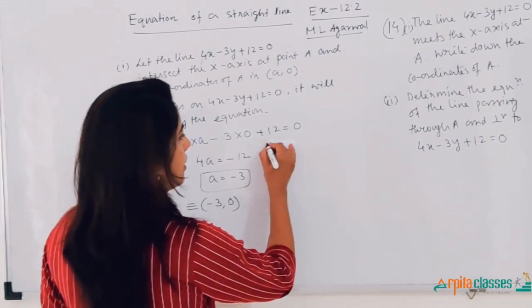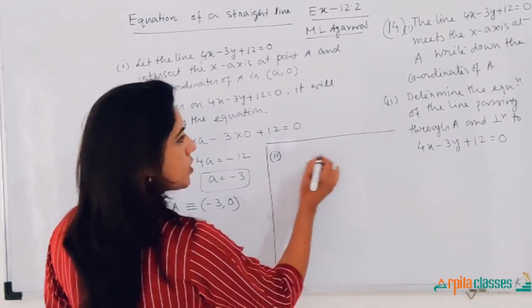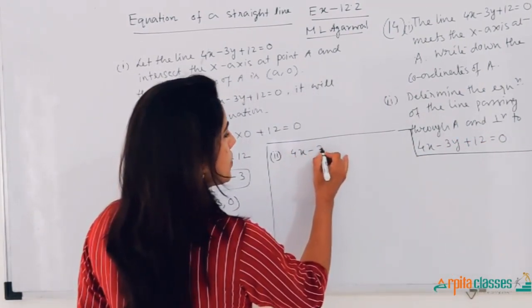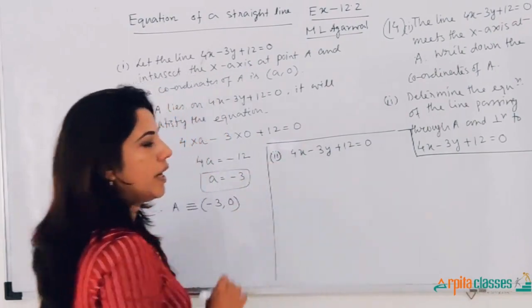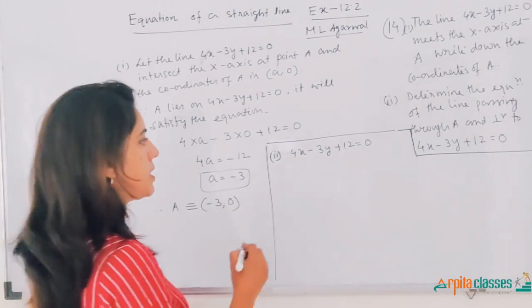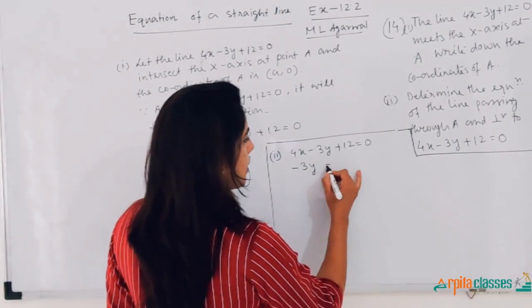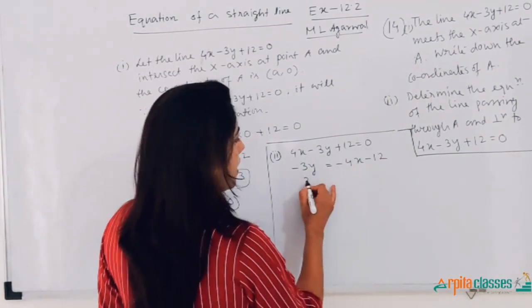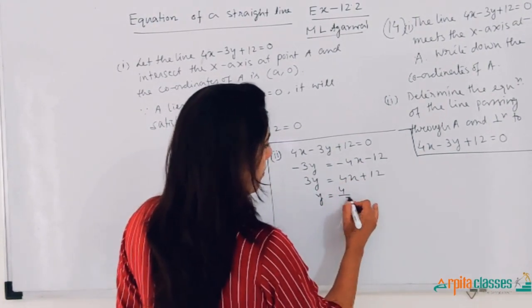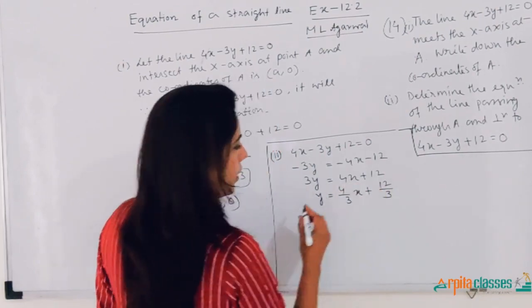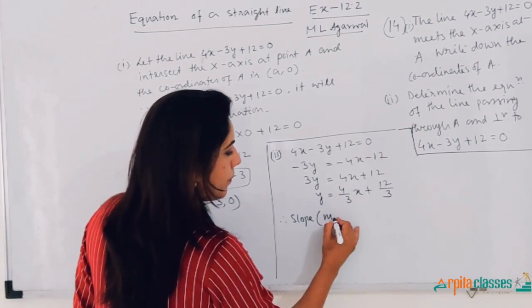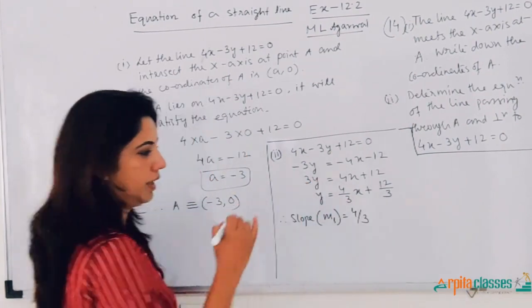I am doing it here. Second part, first we will take this line, that is 4x minus 3y plus 12 equal to 0. Convert it into y is equal to mx plus c, since we have to find out the slope of this line. So minus 3y is equal to minus 4x minus 12. So 3y is 4x plus 12, or y is equal to 4 upon 3 x plus 12 upon 3. Therefore, the slope which I am considering as m1 is 4 upon 3.